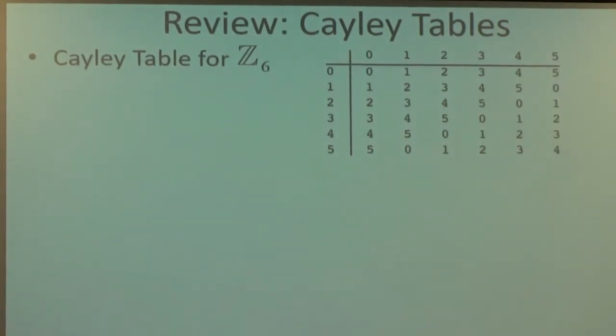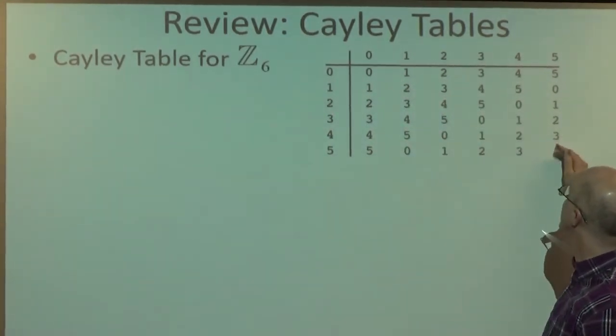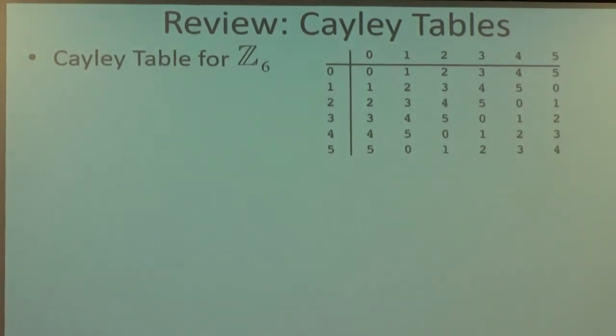We can also quickly see, if we put the group elements in the same order along the left and the top, that if you look along the main diagonal here, only 0 and 3 are their own inverses. The other ones are not their own inverses. That's another property worth noting.